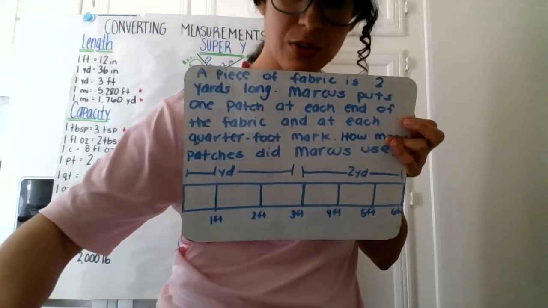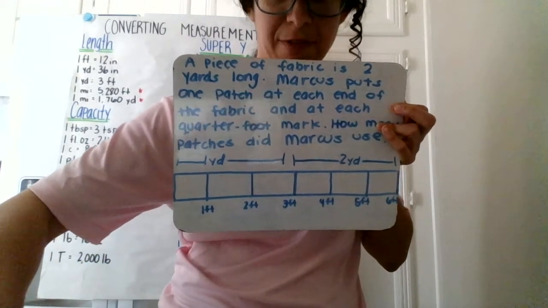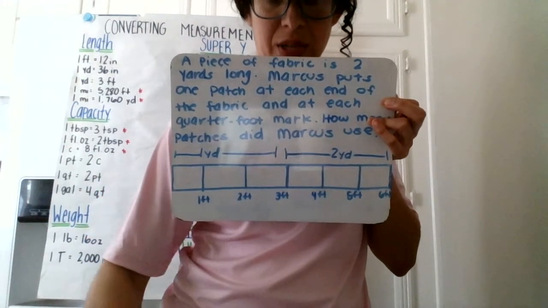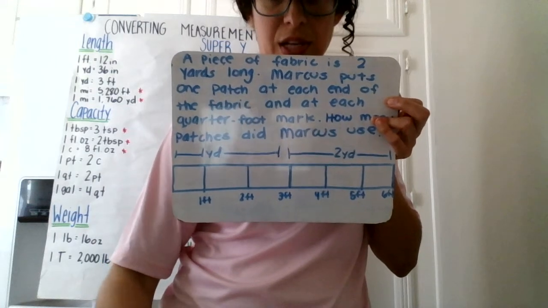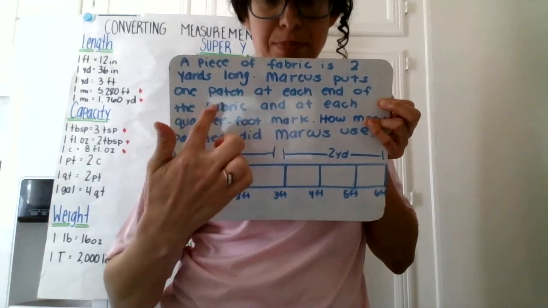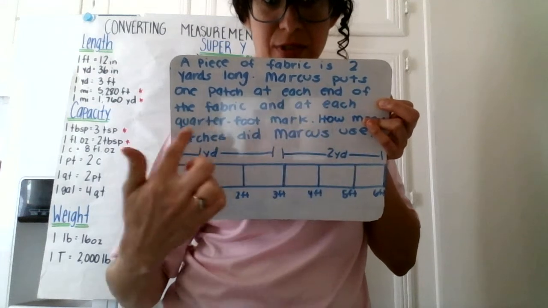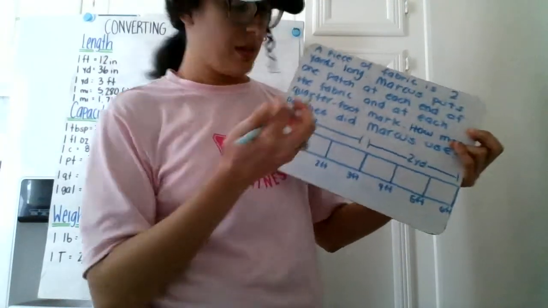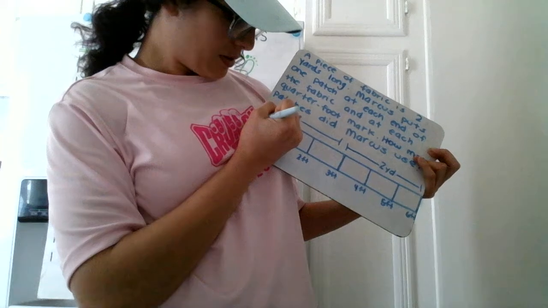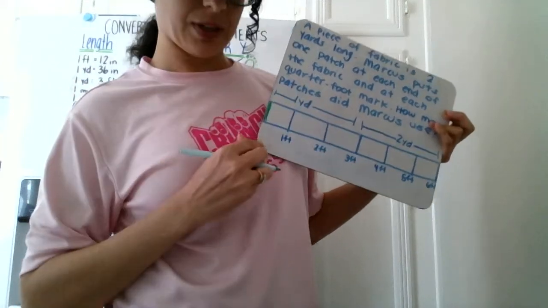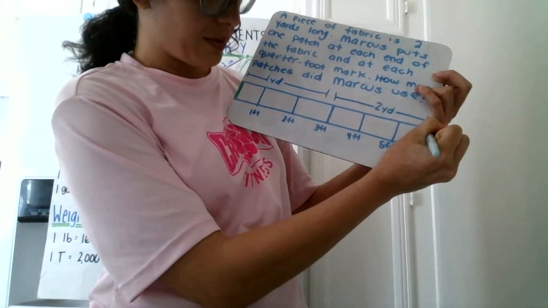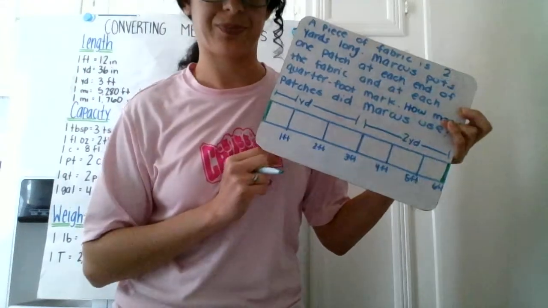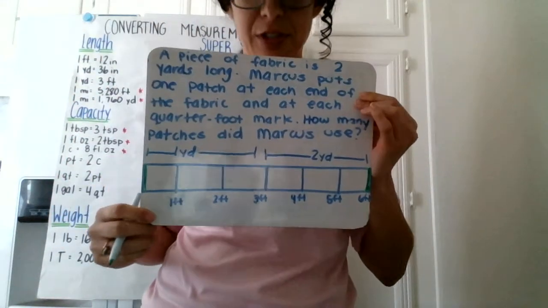Okay. So I'm going to go back and reread the question. A piece of fabric is 2 yards long. So I got that. 2 yards. Okay. And I cut it into my feet. Then the next part says, Marcus puts one patch at each end of the fabric. So I'm going to take my green. So at this end of the fabric, Marcus puts a patch. Okay. And then at this end of the fabric, Marcus puts a patch. Okay. So there, I followed the first set of instructions.